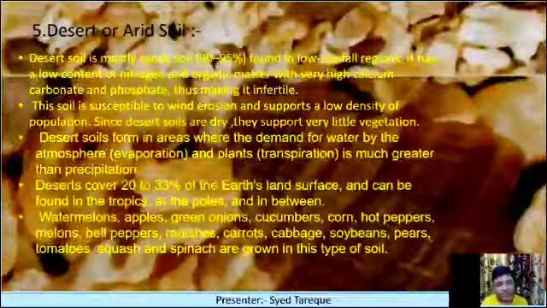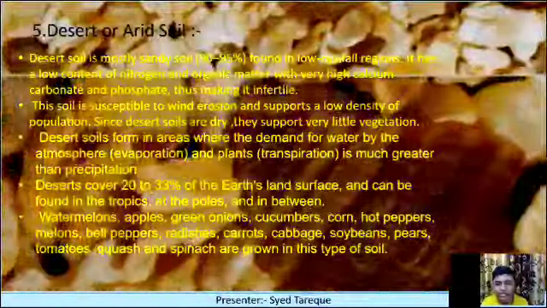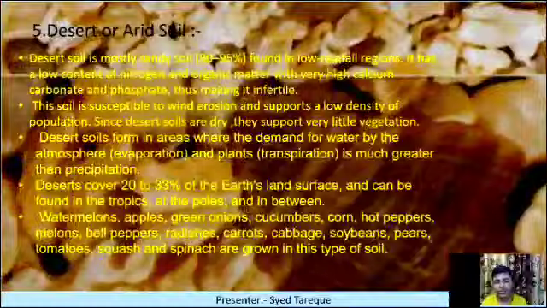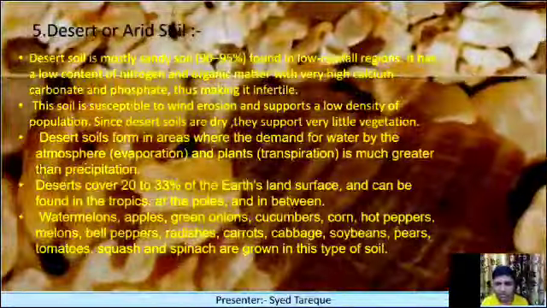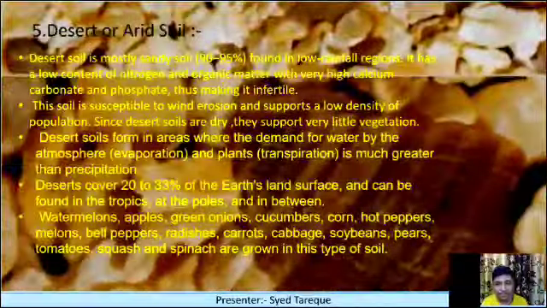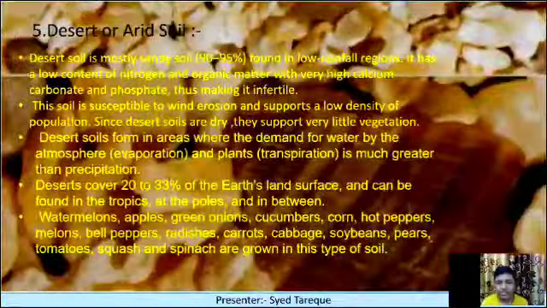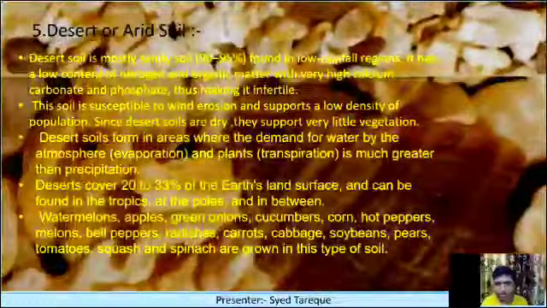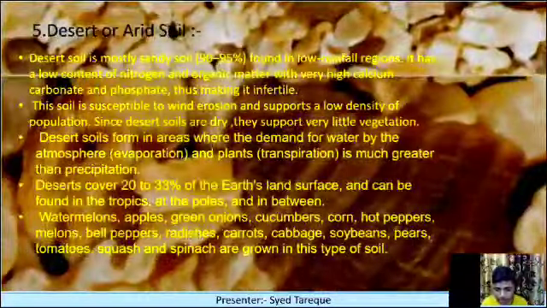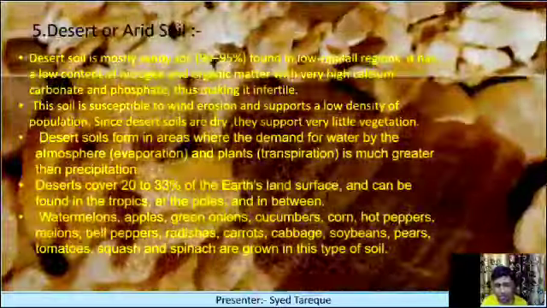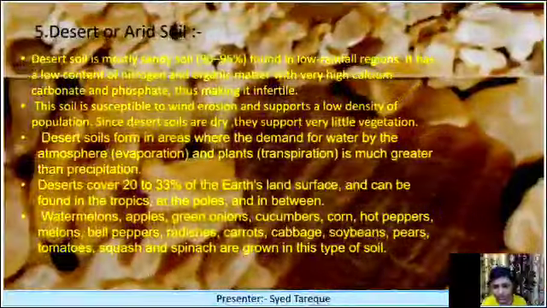Desert soil forms in areas where the demand for water by the atmosphere, that is evaporation and plant transpiration, is much greater than precipitation, meaning the rain. Deserts cover 20 to 33% of the Earth's land surface and can be found in the tropics, at the poles, and in between. Watermelons, apples, green onion, cucumber, corn, hot peppers, melons, bell peppers, radish, carrot, cabbage, etc. are the vegetables and fruits which can be grown in this type of soil.